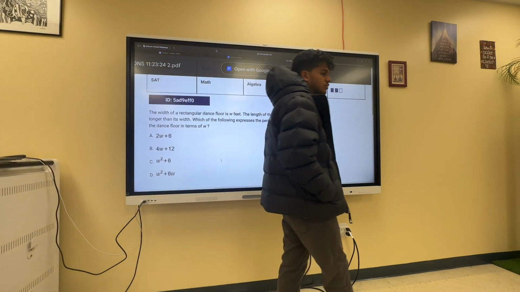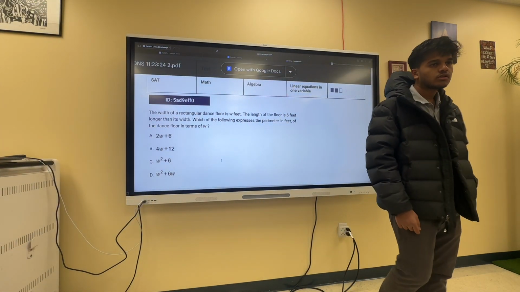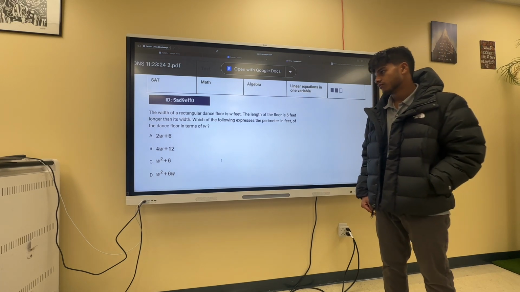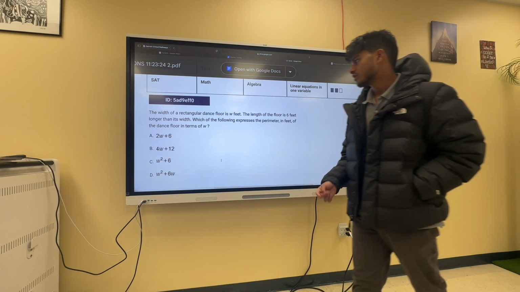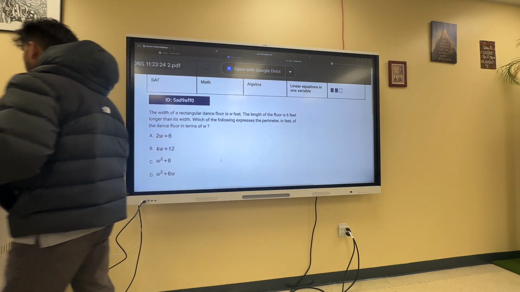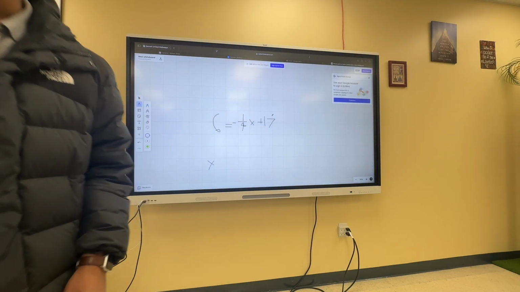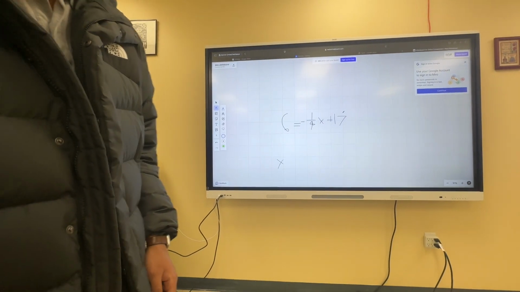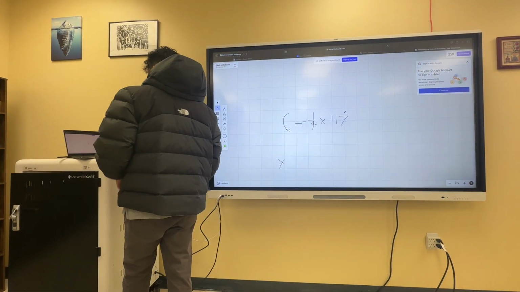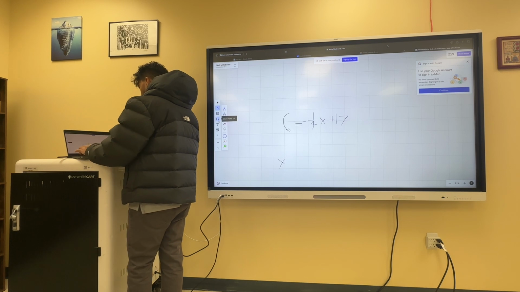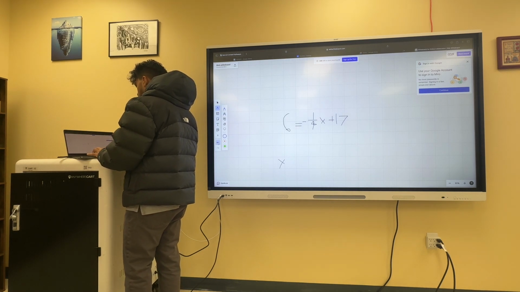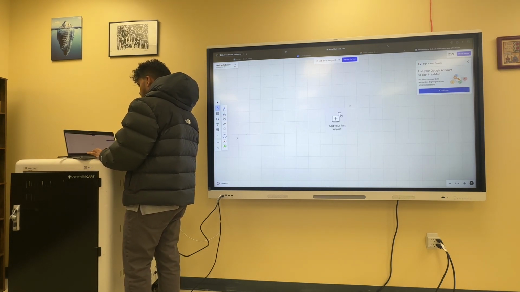So you guys are given a piece of paper, just try to draw out like a rectangle, and then you're given the width is W feet. Okay. So I'm just gonna draw. Let me just see if I can adjust the camera here. Okay. So all I'm gonna do is I'm just gonna draw a rectangle. It's not the best rectangle in the world, but it'll do.